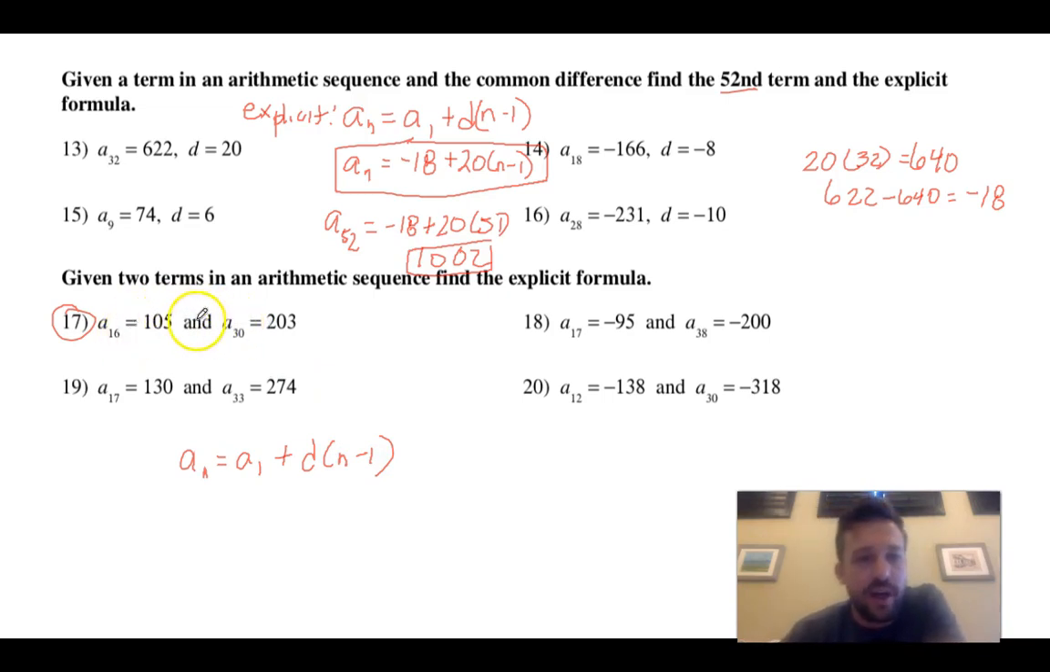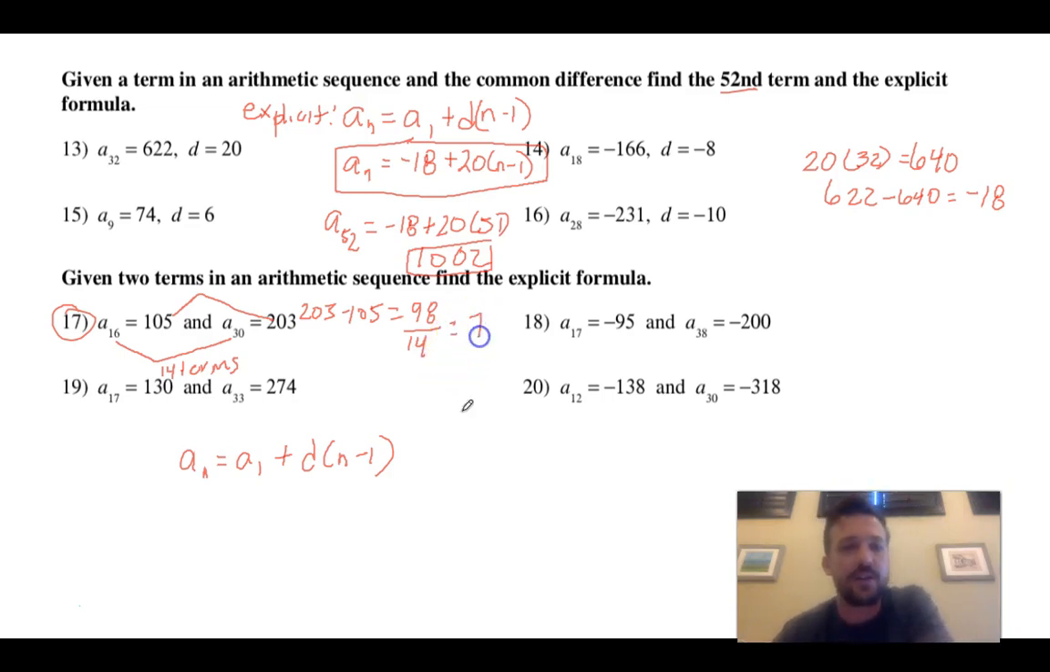Okay, so we have two terms, 105 and 203. It looks like they're separated by a difference of 14 terms, right? Well, let's see how much they changed by, and then divide by the 14 terms we have, and then we'll have the difference. Yeah, so 203 minus 105 will give us 98, right? And they're separated by 14 terms that are all the same amount of difference. So 98 divided by 14 is going to give us 7. So our common difference is 7.